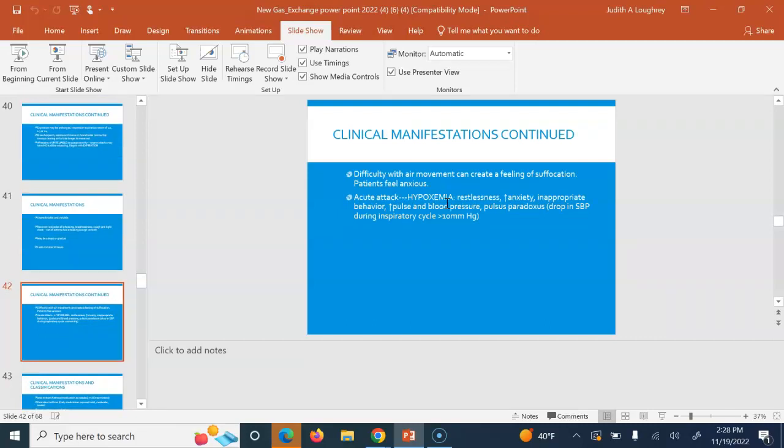Again, there's difficulty with air movement. It can create a feeling of suffocation, so the patients become anxious, contributing even further to gas exchange being impaired. So it's very imperative that you keep the patient calm. An acute attack can cause hypoxemia. You'll see restlessness, so therefore they're having increased anxiety. Inappropriate behavior, you'll see that, especially if you're in the schools and you're taking care of someone who comes in with an asthma attack. Usually you see them becoming very, very tense and afraid.